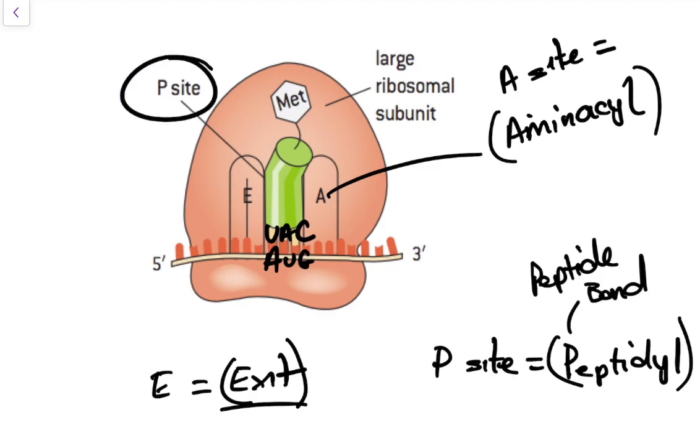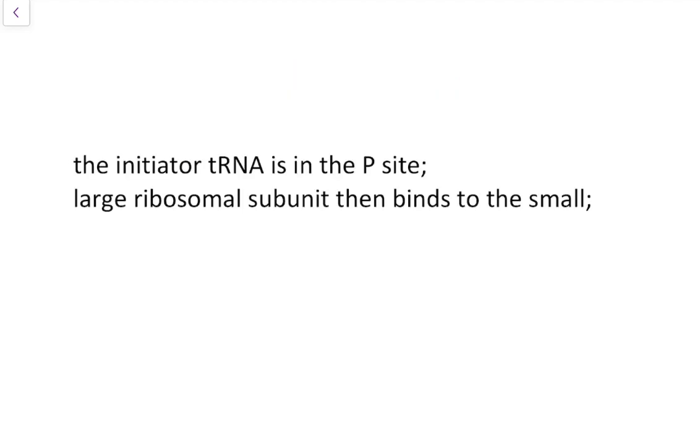So it doesn't bind in this first site here. Even though we're labeling it EPA, we kind of think of them as being almost 1, 2, 3. So the initiator tRNA binds in the second site, which is the P site. Our summary is that the initiator tRNA is in the P site and the large ribosomal subunit binds to the small.